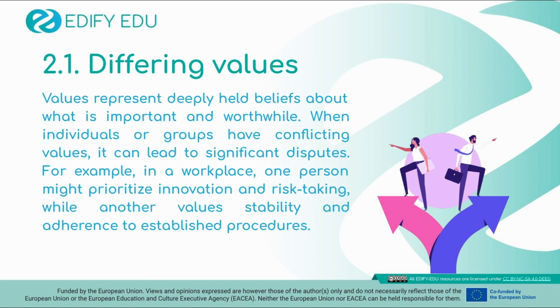Values represent deeply held beliefs about what is important and worthwhile. When individuals or groups have conflicting values, it can lead to significant disputes. For example, in a workplace, one person might prioritize innovation and risk taking, while another values stability and adherence to established procedures. Such fundamental differences can cause friction as each party may struggle to understand and respect the other's priorities. This clash of values can manifest in disagreements over decision making, resource allocation, and strategic direction.